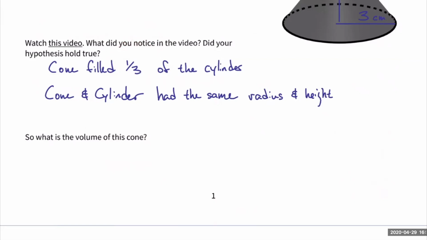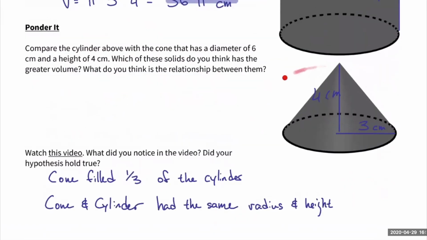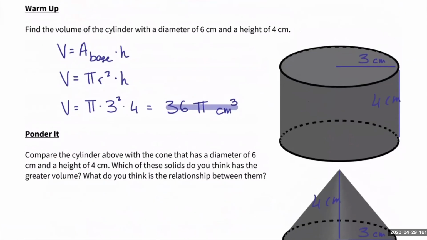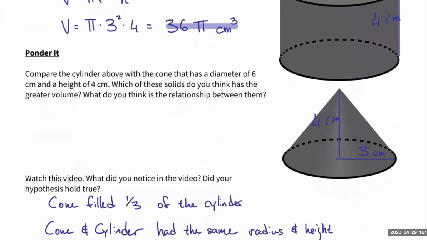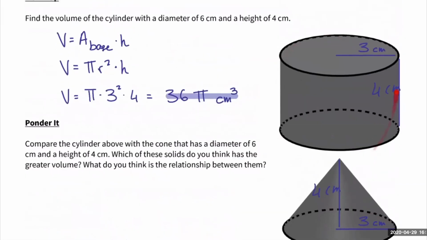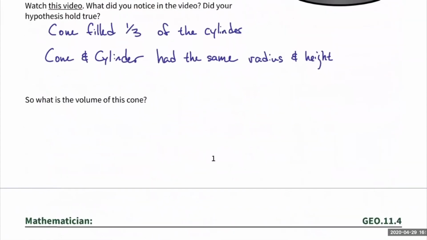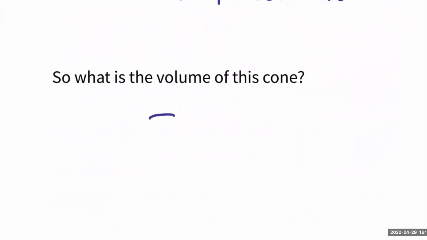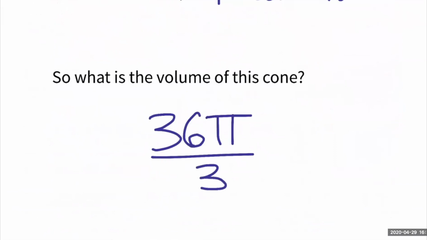But that is useful because if we want to find the volume of this cone here, right, well, we already know the volume of the cylinder with the same radius and height. We knew that to be 36 pi centimeters cubed. Right? So if the cone only filled 1/3 of the cylinder, then to find the volume of this cone, we would need 1/3 of the volume of the cylinder, right? So in order to find the volume of the cone, we'll just take that volume of our cylinder and divide it by 3.